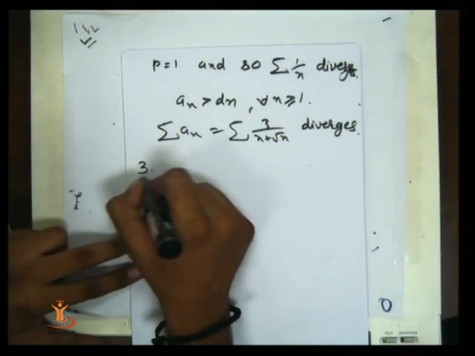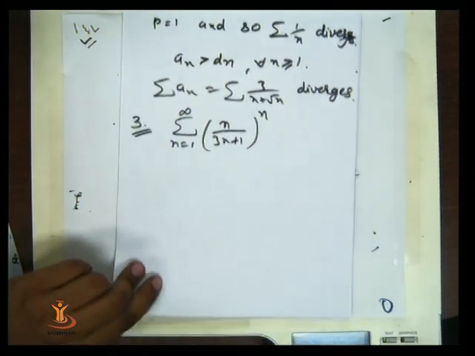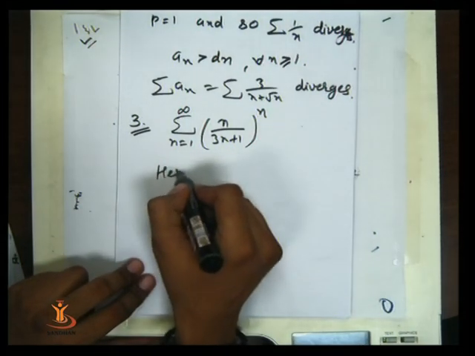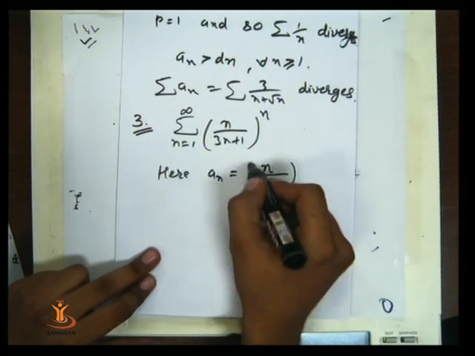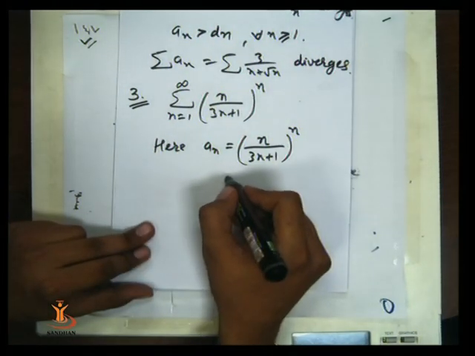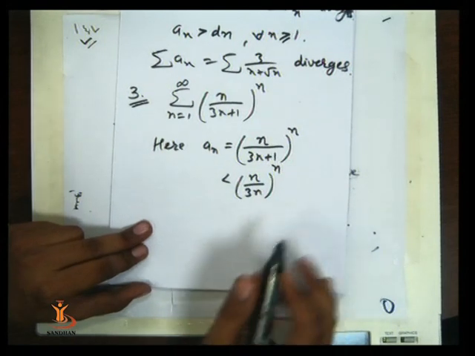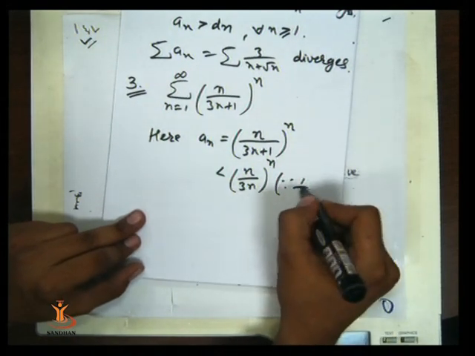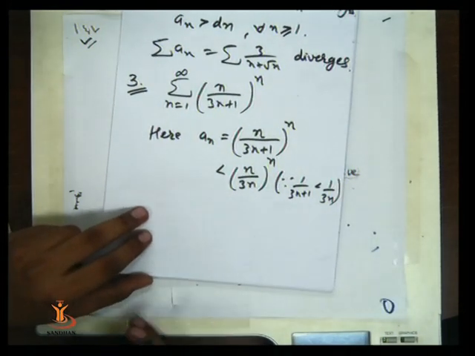Now let us take the third one. The third example is summation n equals 1 to infinity of n upon 3n plus 1, whole raised to n. Now in this example, a_n equals n upon 3n plus 1, whole raised to n. Now that term is less than n upon 3n, whole raised to n, because 1 upon 3n plus 1 is less than 1 upon 3n, since the denominator is greater.